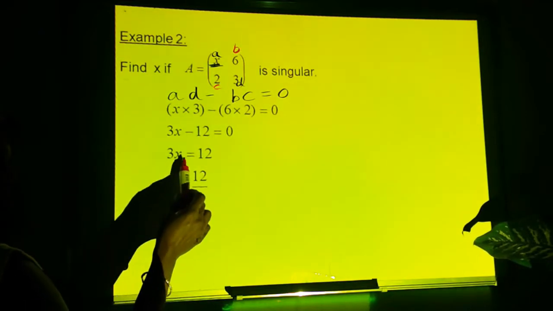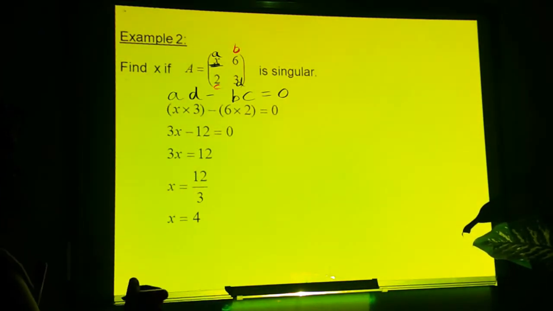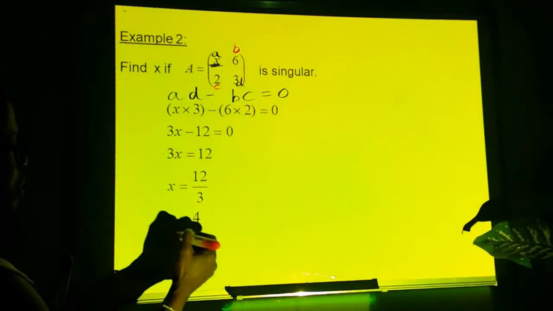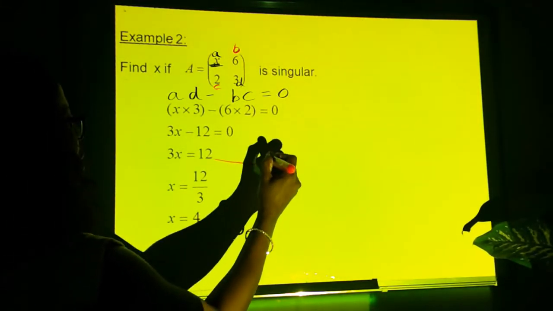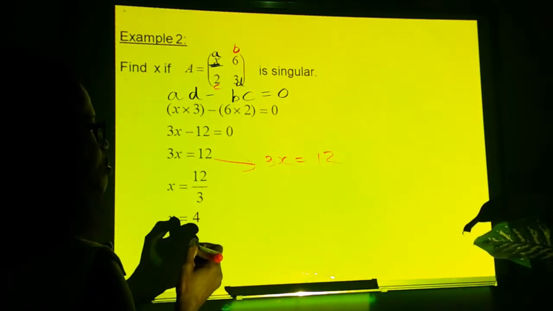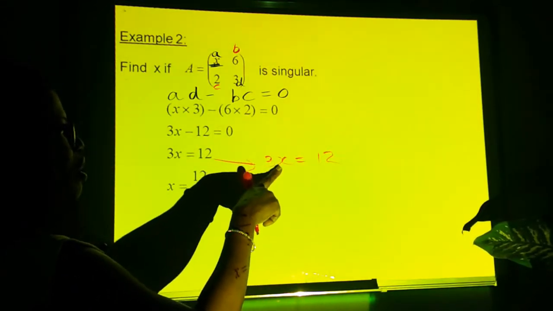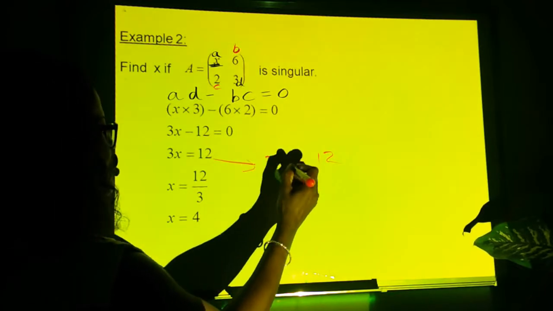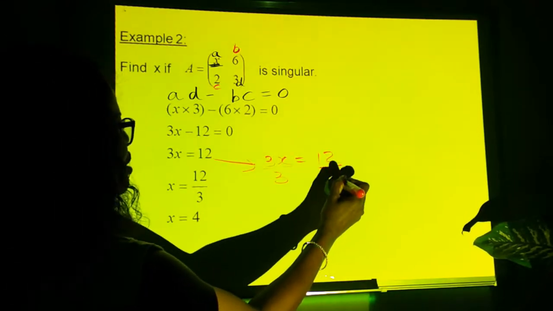Alright, so 3x equals 12. And again, even though I have this here, my preference is just to show that in order to make x the subject, I do the opposite here of multiplication, which is division. So I'm dividing both sides by 3.